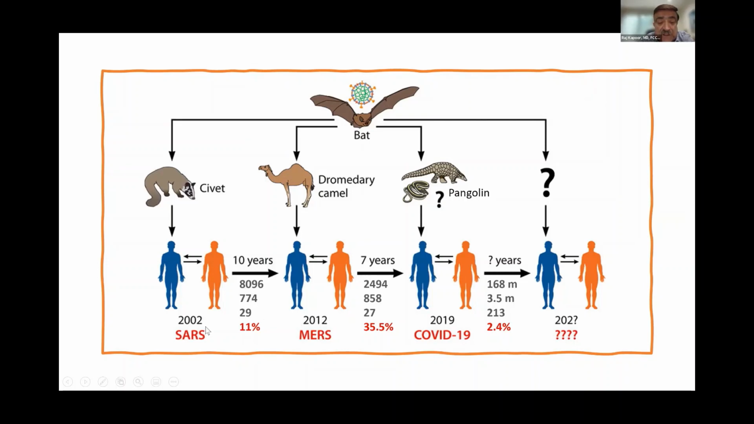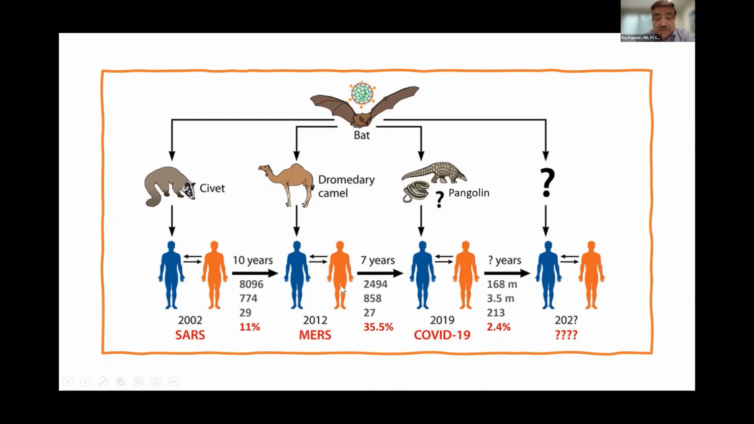In SARS 2002, there were 8,096 patients, 774 died, and it went to 29 countries with a case fatality rate of 11%. In MERS, it was predominantly in Saudi Arabia, where there were 2,494 cases, 858 died, and it went to 27 countries with a case fatality rate of 35.5%. And now in COVID-19, almost 172 million people have been affected and 3.7 million have passed away. It has affected 213 countries with a case fatality rate of only 2.4%.